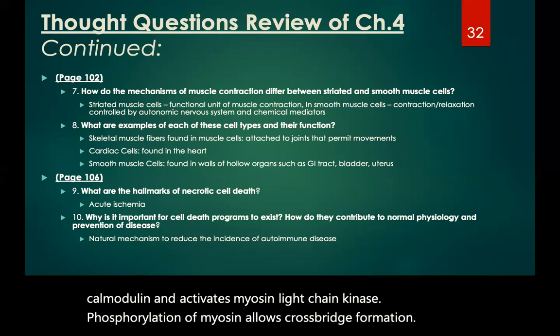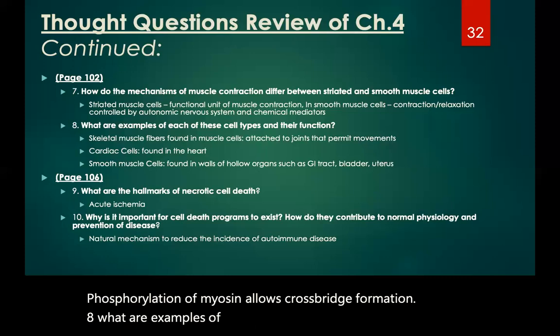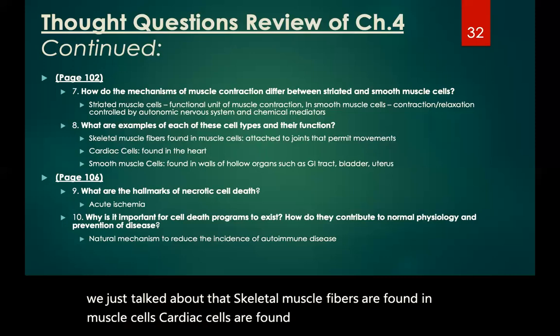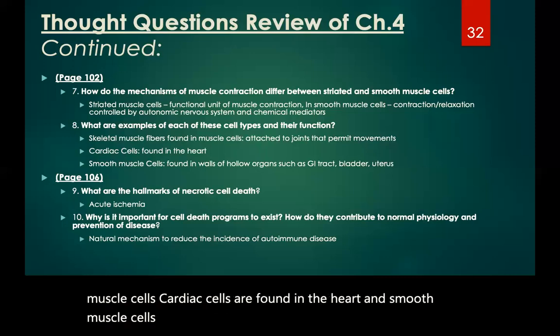Number 8, what are examples of these types of cells and their function? Well, we just talked about that. Skeletal muscle fibers are found in muscle cells, cardiac cells are found in the heart, and smooth muscle cells are found in walls of hollow organs such as the GI tract, bladder, and uterus.